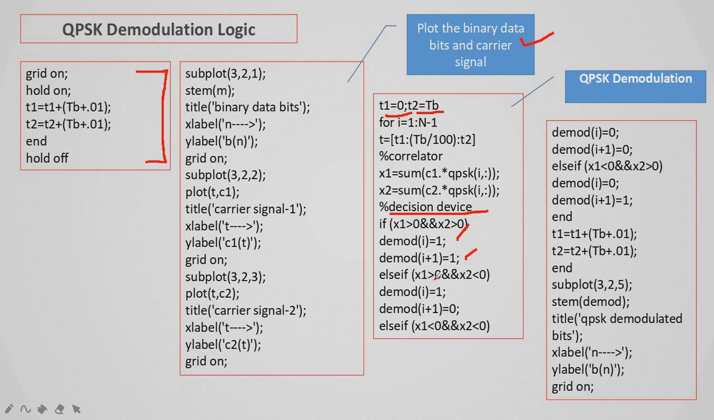If x1 is greater than 0 and x2 is less than 0, then it is 1 and 0. Else if x1 is less than 0 and x2 is less than 0, then both are 0, 0. And the last condition is x1 is less than 0 and x2 is greater than 0, so it is 0 and 1. And you have to end the loop.